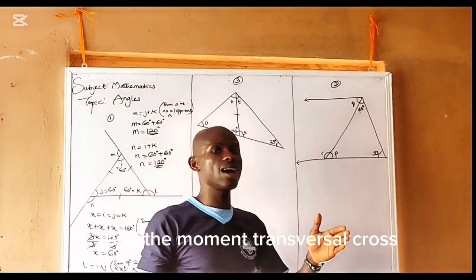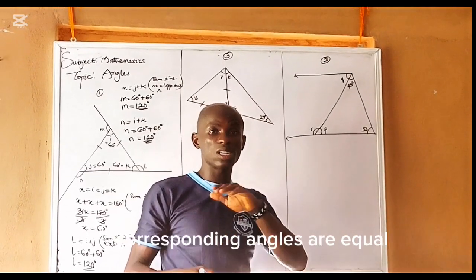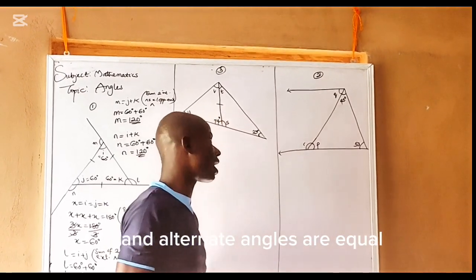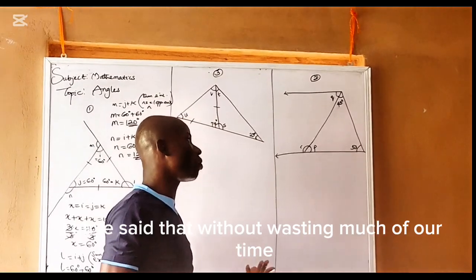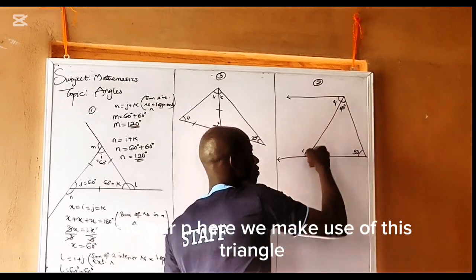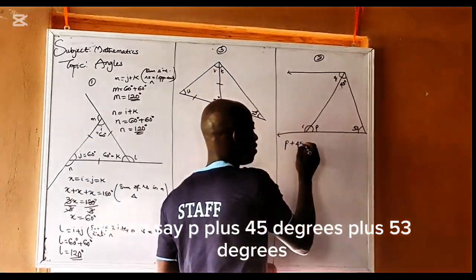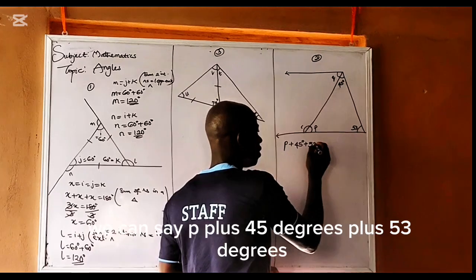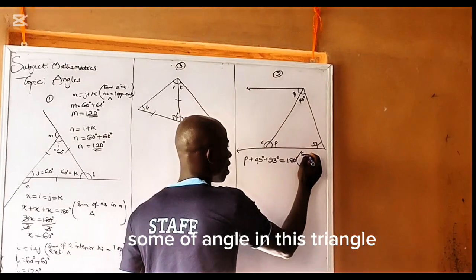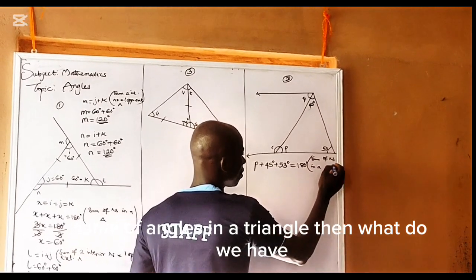And the moment a transversal crosses parallel lines, you go to your properties of angles. Corresponding angles are equal, vertically opposite angles are equal, and alternate angles are equal. Having said that, without wasting much of our time, let's find our P. To find P here, we make use of this triangle. We can say P plus 45 degrees plus 53 degrees equals 180 degrees. Why? Sum of angles in this triangle.